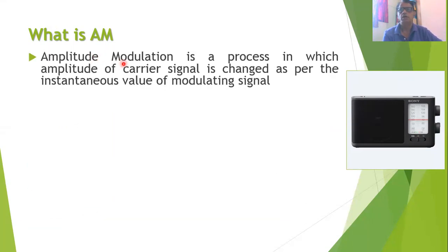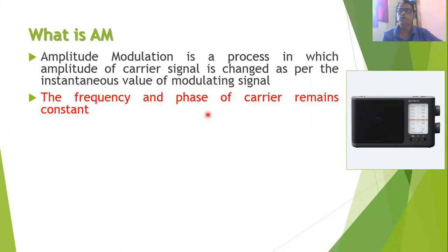Amplitude modulation, as we know, is a process in which the amplitude of the carrier signal is changed as per the instantaneous value of the modulating signal. The modulating signal is a low frequency signal, and this signal cannot be transmitted as it is. In our earlier session, on the need for modulation, we described 6 different reasons why we should go for modulation. So this low frequency signal is carried by another signal, a high frequency signal, and this signal is called the carrier signal.